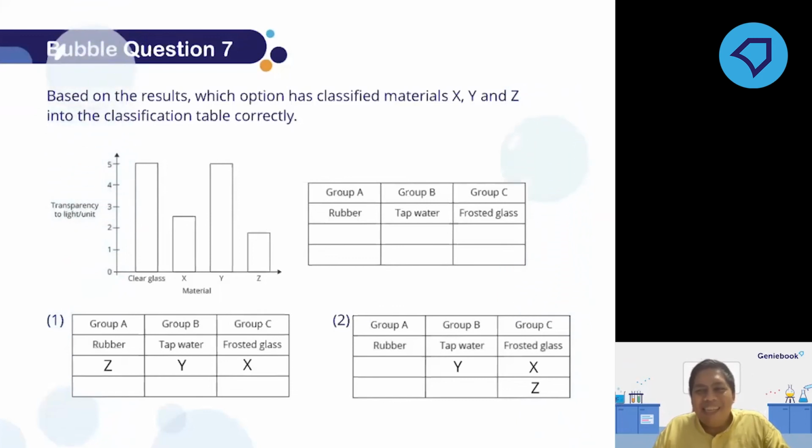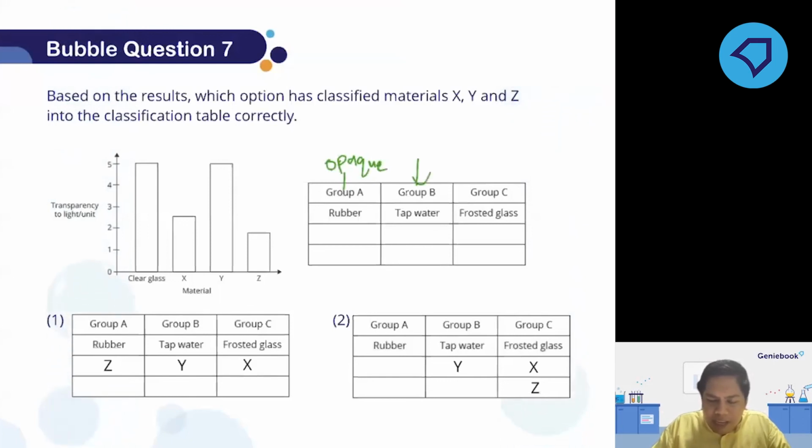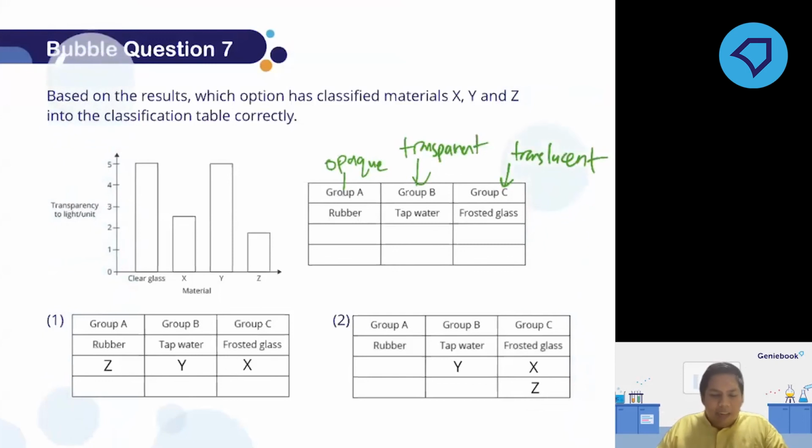Okay, last few seconds. Let's quickly go through. As we can see here, clear glass, 5 units. So that means material Y must be in the same group as clear glass, which is transparent. Let me write down all the headings first. Group A is the opaque group. Group B is the transparent group. And group C is the translucent group. So Y must be in the same group as clear glass, the transparent group. That's why it's in B, which is correct.